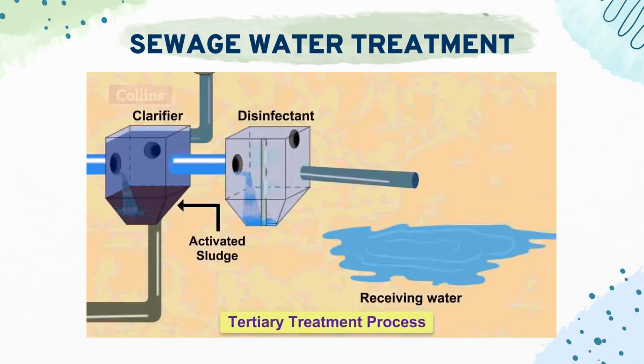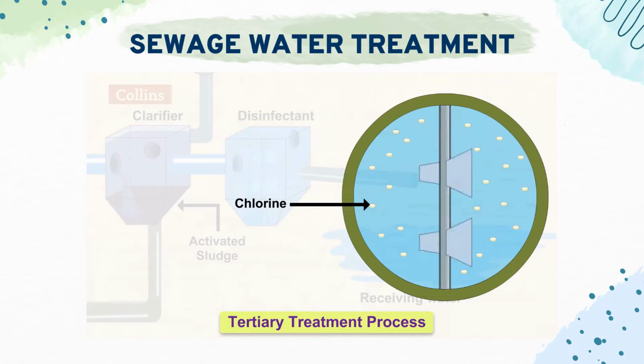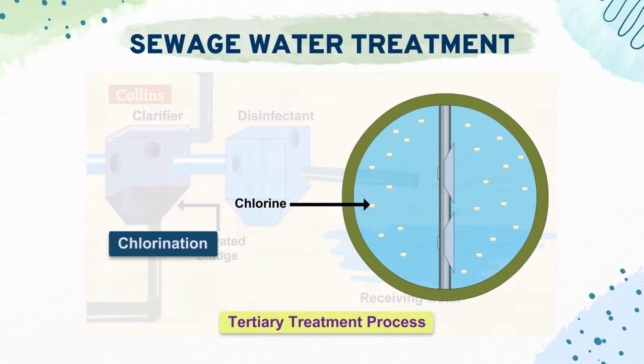In the tertiary treatment process, the leftover wastewater is treated with chlorine to remove the phosphorus compounds, nitrogen compounds, and bacteria. It is a chemical process. Chlorine tablets are added to kill the germs. This process is called chlorination. Then this water is let off into the water bodies.